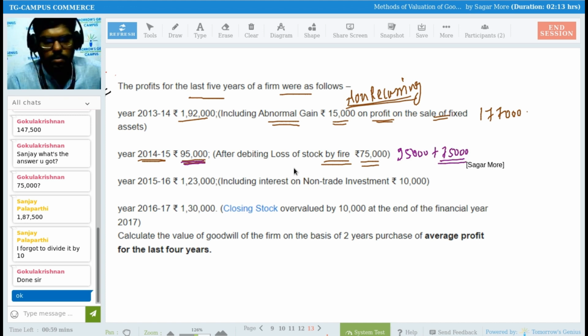They gave year 2014-15 as 95,000 rupees after debiting loss of stock by fire. Debiting means after subtracting 75,000, the profit is 95,000, right? So why add it back? See, I will explain the concept when you prepare trading and profit and loss account, then you will understand.